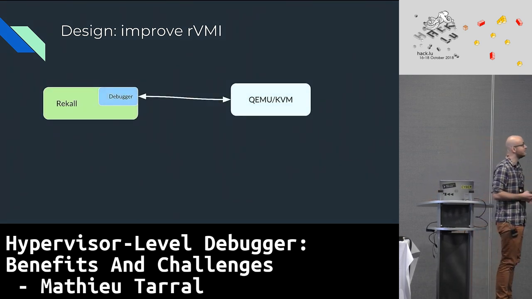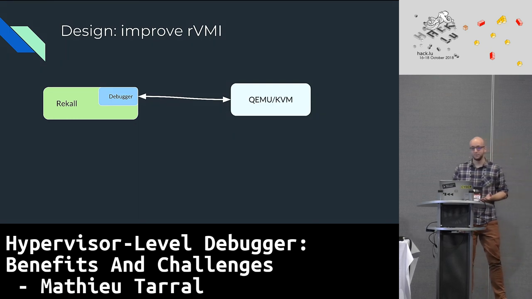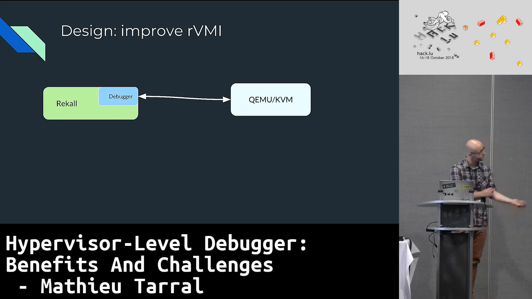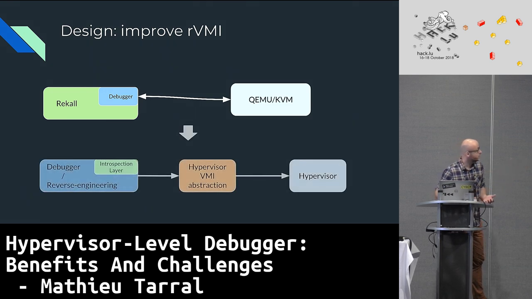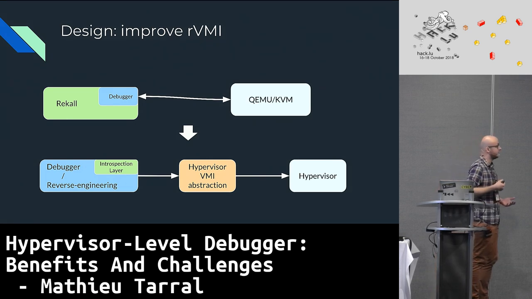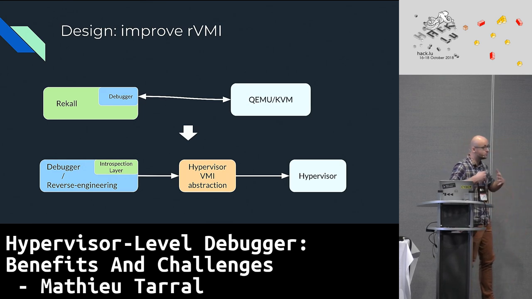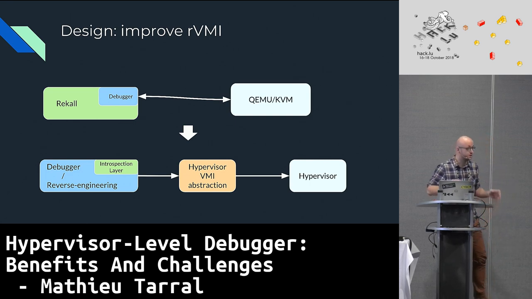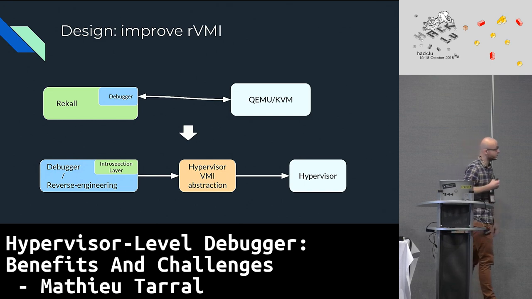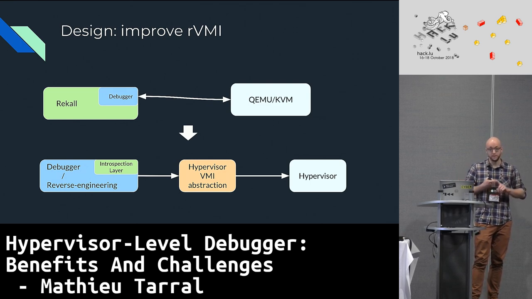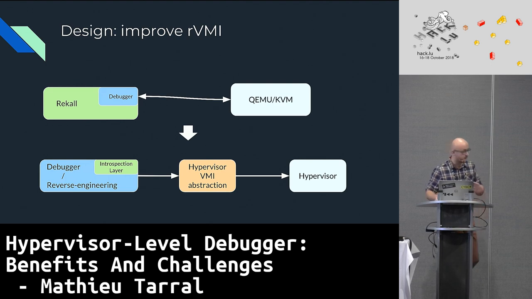What you are seeing is, let's say, a schematic version of the design of RVMI. We take Rekall as the main tool, and then we add a debugger on top of it, which is communicating with QEMU KVM. On top of this, what I would like to do is to first add a VMI introspection layer. I would like to add a hypervisor VMI layer. So I don't want to be tied to one specific hypervisor, but be hypervisor independent. And the second modification is that I would like to take a good reverse engineering tool or debugger as my main tool and add a small introspection layer on top of it. The goal is to be more maintainable in the future. That's my design.